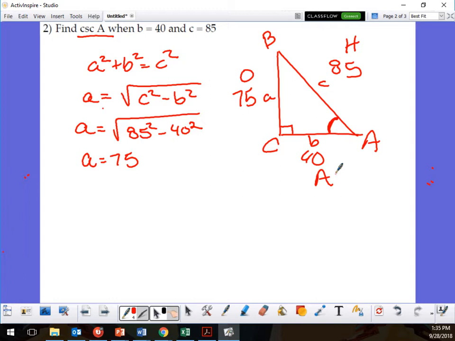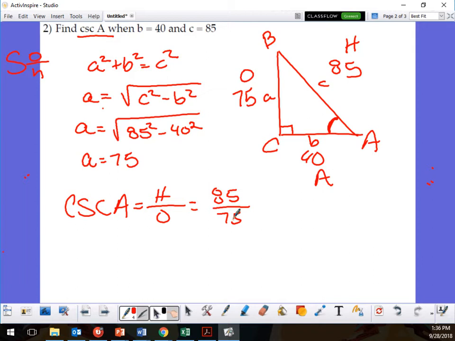So I know sine would be opposite over hypotenuse, right? So cosecant of A would be equal to the hypotenuse over opposite, right? And that's 17 over... hypotenuse was 85 over 75, so 17 over 15. I thought it was 17 over 8. No. So 17 over 15.